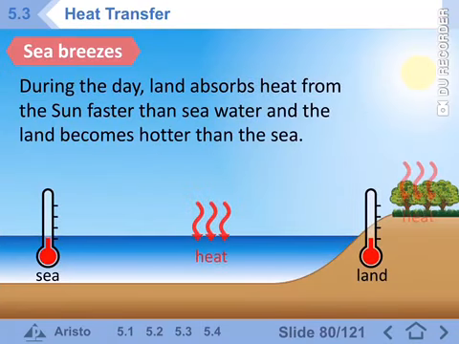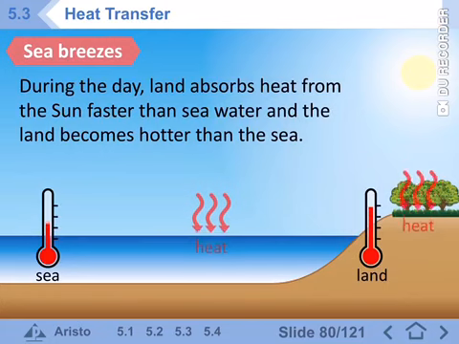So you see that for the first case, the sea breeze, a lot more heat is absorbed by the land. So you see the temperature on the land is much higher than the ocean.